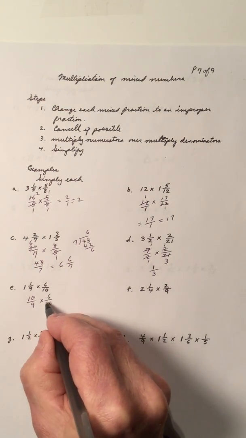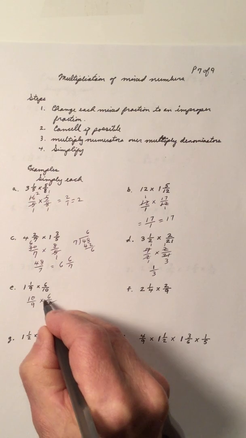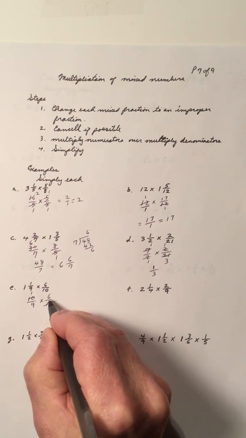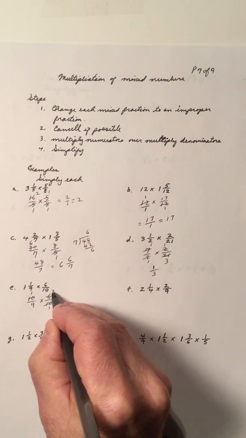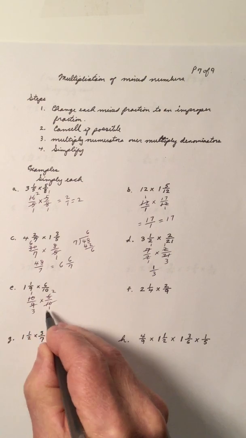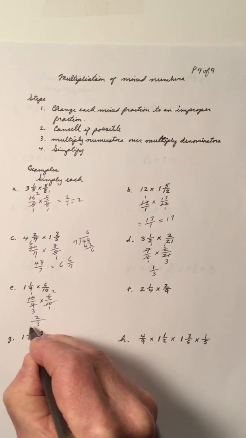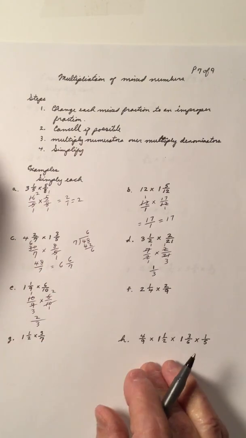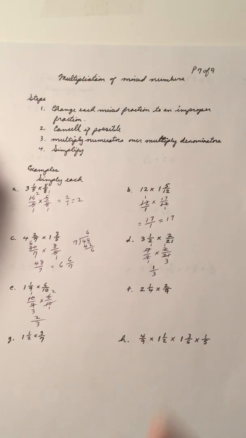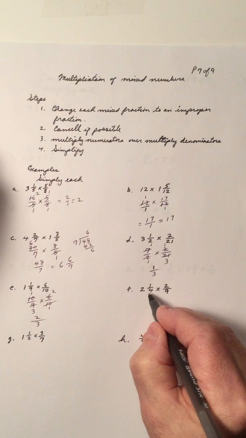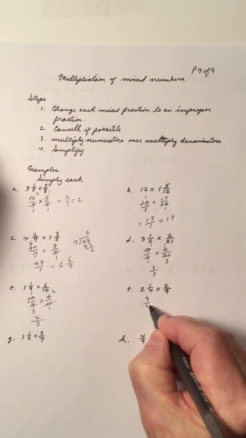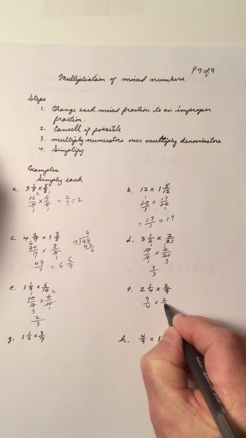Cancel. 10s cancel. 10 to 10 once. 10 to 10 once. 3 goes into 6 twice. 3 goes into 9, 3. Multiply. 1 times 2 is 2. 3 times 1 is 3. Notice? Very easy to cancel when you're multiplying. 2 times 4 is 8 plus 1 is 9 over 4 times 2 over 9.